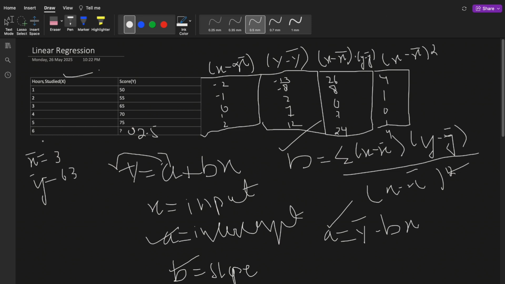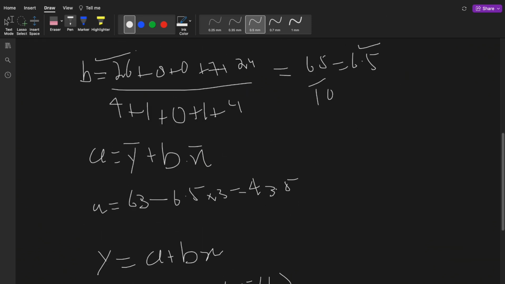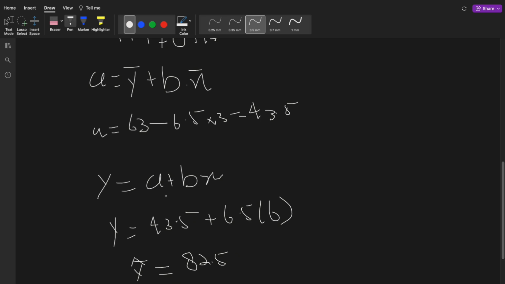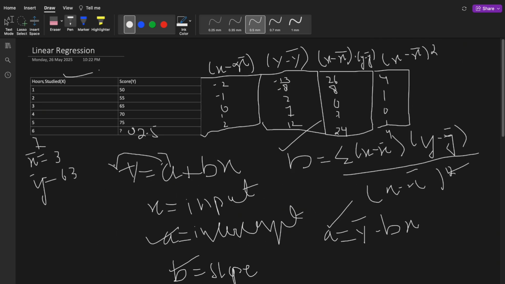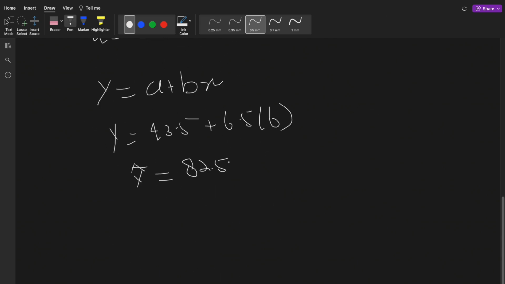If it will say like, let's go with the 7. So you have calculated all the values, just put the value of a plus 6.5, that will be the b, and here just put 7. And you will put the 7 and you will get the marks.